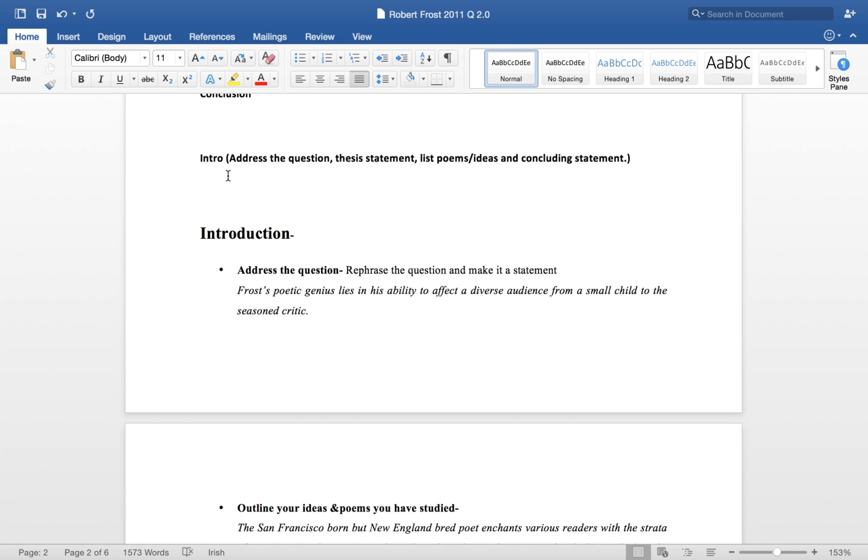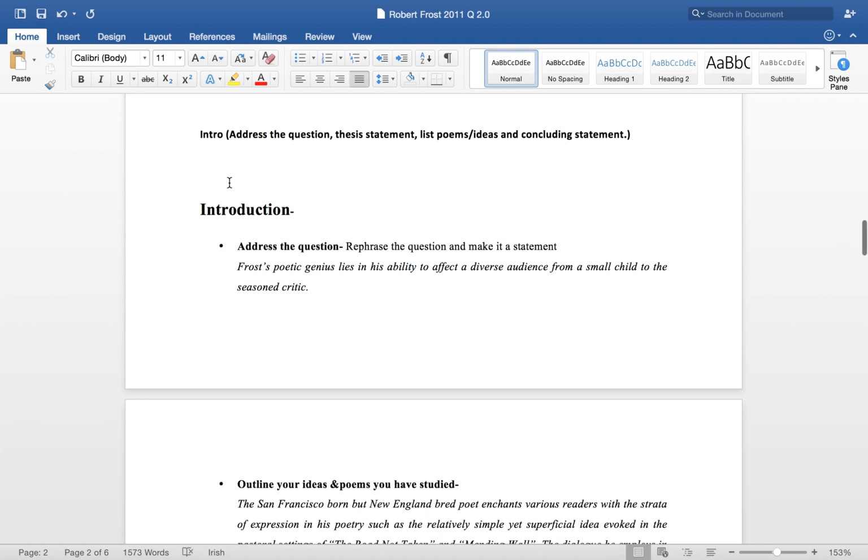Okay, next up, let's have a look at what we actually need within our introduction paragraph. So as you can see here, what I would suggest is to address the question. You need to rephrase the question and possibly turn it into a statement. So your thesis statement is basically your entire argument boiled down into one sentence. Next up, you need to list your poems or ideas. Okay, so we want to know what poems you have actually studied, so we know what to expect. This is almost like chapters or contents for your essay, letting the examiner know what is to come.